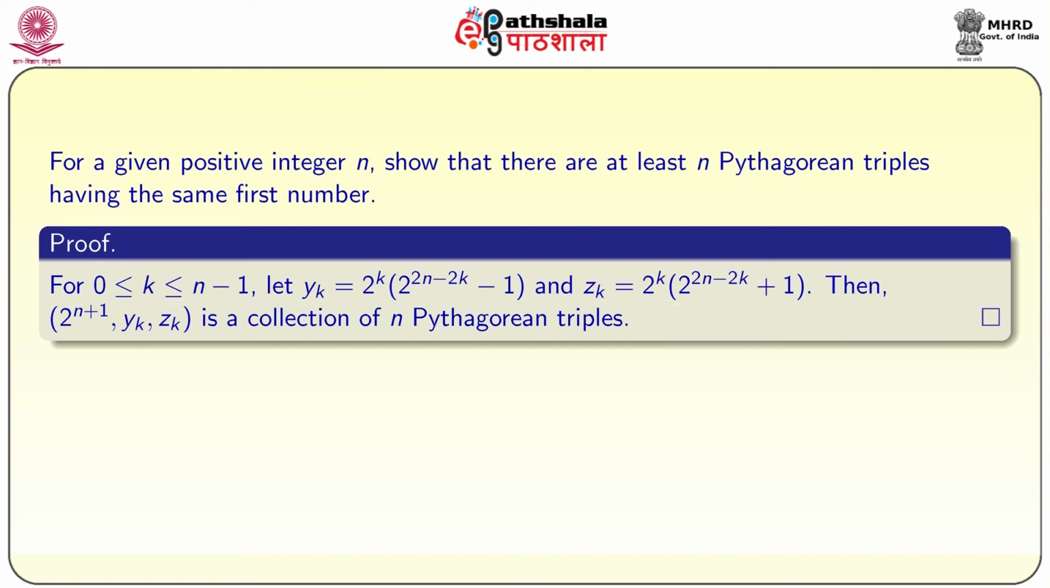Then it is easy to verify that (2^(n+1), y_k, z_k) is a collection of n primitive Pythagoras triples. Here we are changing the k value; k goes from 0 to n−1. So all of these are primitive Pythagoras triples, and there are exactly n of them.